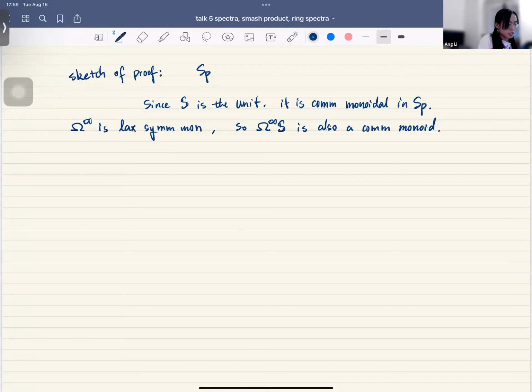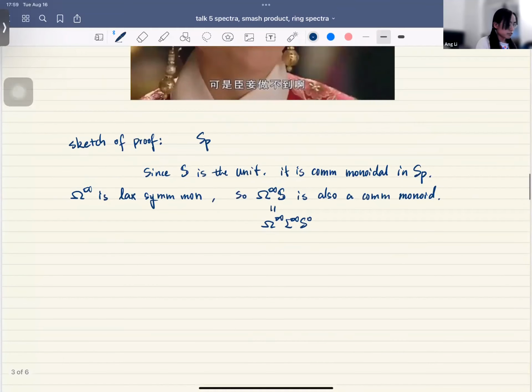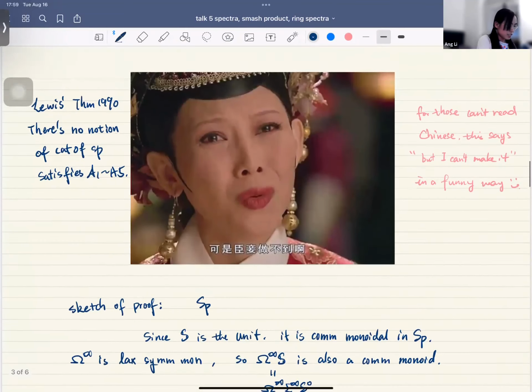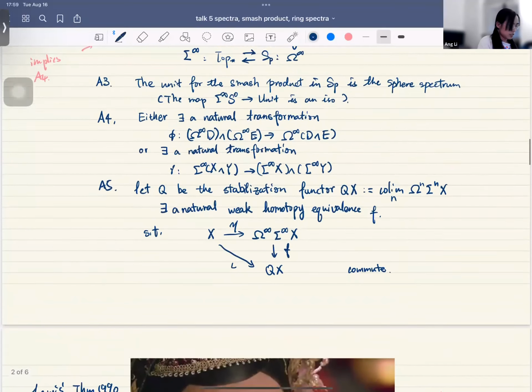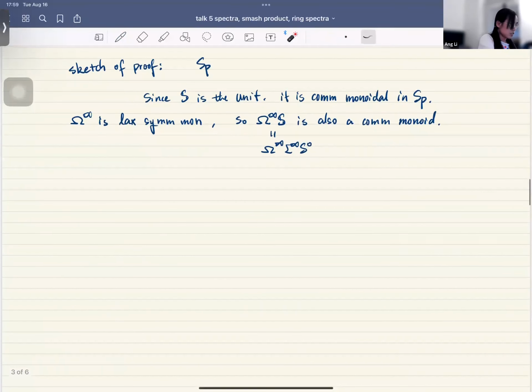So let's write it in another way. This is loop infinity, suspension infinity of S0, the zero sphere. And by axiom 5, we identify that with the stabilization. So that means the stabilization of S0 is a commutative monoid.